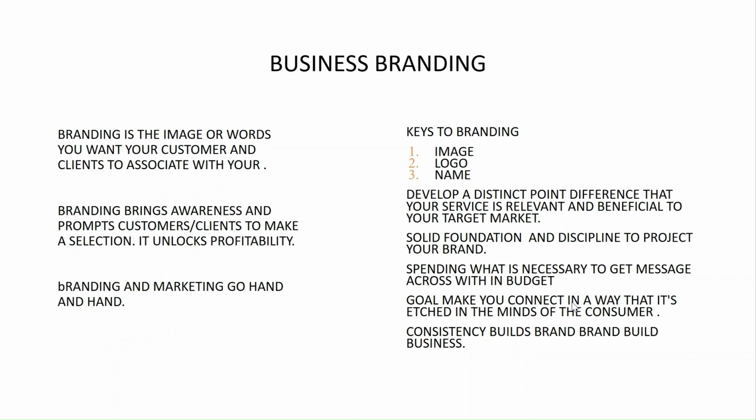Like Prince, you got a symbol. Like Mercedes, you don't have to say Mercedes. You just know what the Mercedes is. You know what the golden arches are. These are branding mechanisms. The NBA sign. The NFL sign. There's certain things that's etched in your mind. It's called the branding mechanism. It's the image or words you want your customers to associate with your business.